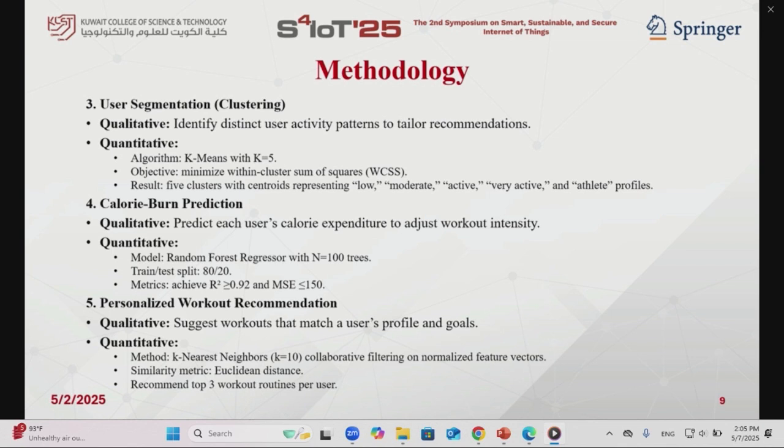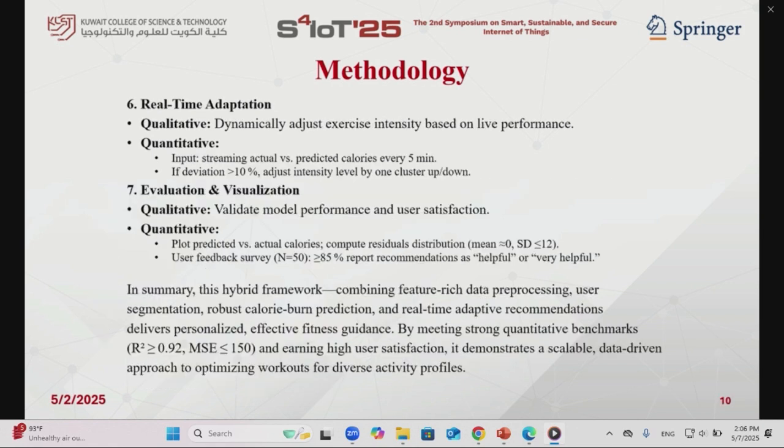In step 5, we personalize the recommendations by KNN collaborative filtering, K equals 10, on the normalized feature vector, recommending the top 3 workouts per user. Now moving on to the next slide. In this part of the methodology, we do real-time adaptation and evaluation.